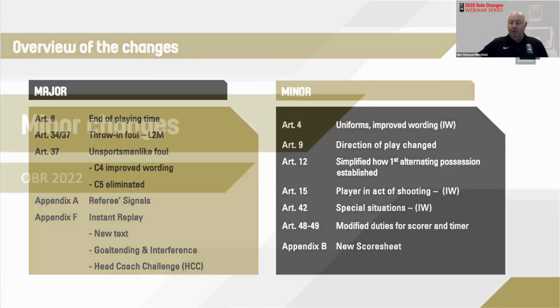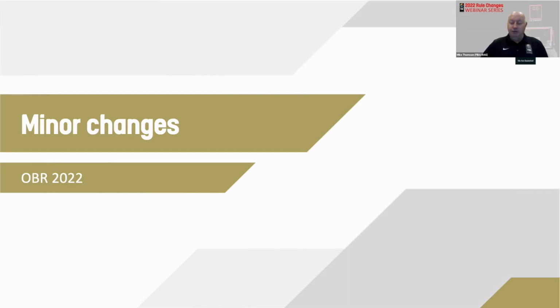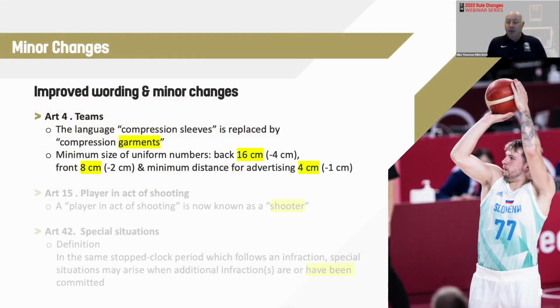Let's move forward and start to look at a few of the minor changes. We'll begin with Article 4. This is the key of the minor changes in that, within Article 4, teams in uniforms, we've introduced language that replaces terminology around compression sleeves with the terminology compression garments. What this means is that a player may wear a shirt or leggings under their uniform as long as it is compression. Compression means tight fitting, and this is very important. It's a tight fitting undergarment that will be allowed.